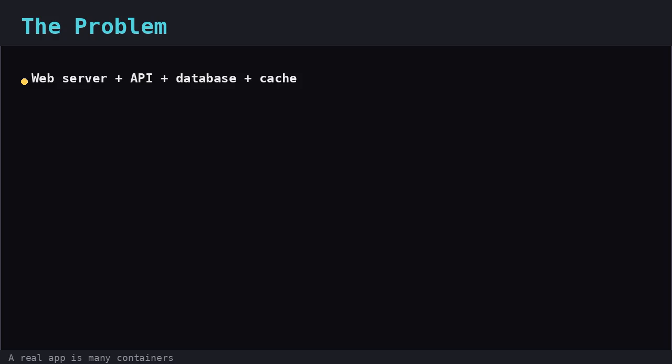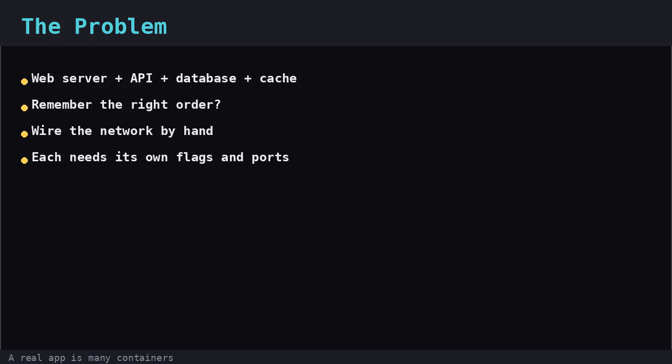A real app is many containers working together. A web server, a backend API, a database, a cache. Running them one by one with Docker run becomes chaos. You have to remember the right order. Is the database before the API? It depends on startup time. You have to wire them onto the same network by hand. Each one needs its own flags, ports, volumes, and environment variables.